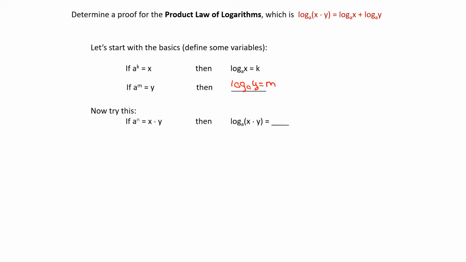So now try this. If a to the power of n is x times y, then log base a of x times y equals what? I'm converting this to log form here. What goes on the blank line? Remember, the whole point of logs is to access the exponent. So this is equal to n.